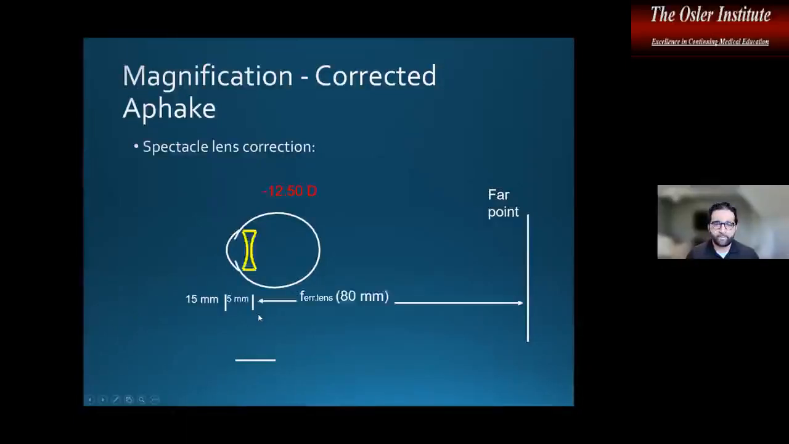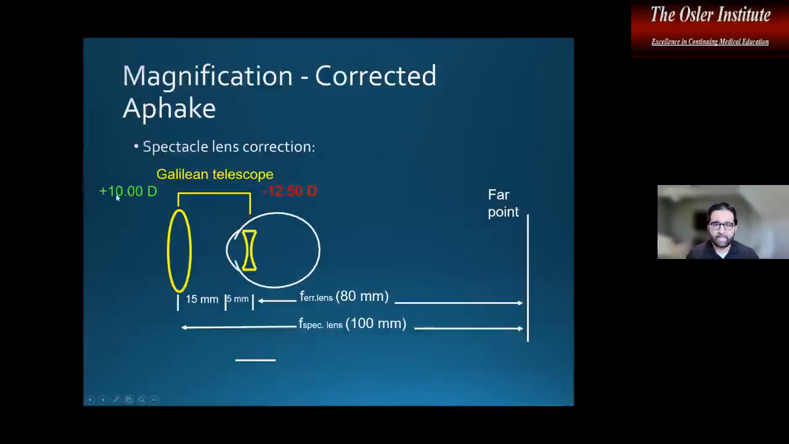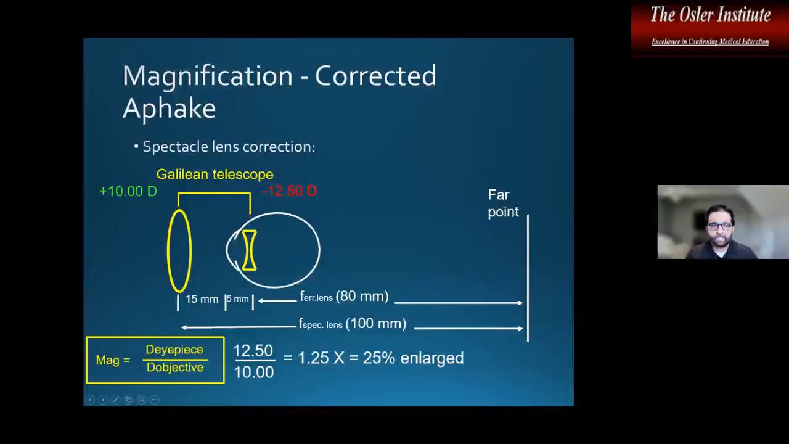This just shows what the previous slide said. If you have an aphakic patient wearing a 10 diopter lens outside the eye in their glasses, they've got an extra -12.5 inside the eye. If we now do the magnification, this is their eyepiece that's inside the eye. The objective is basically outside the eye, so 12.5 divided by 10, they're going to see the world 25% enlarged.